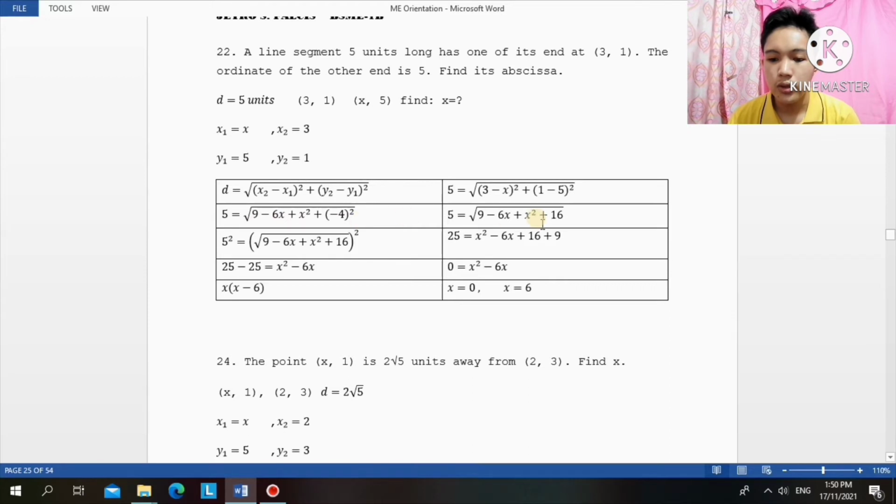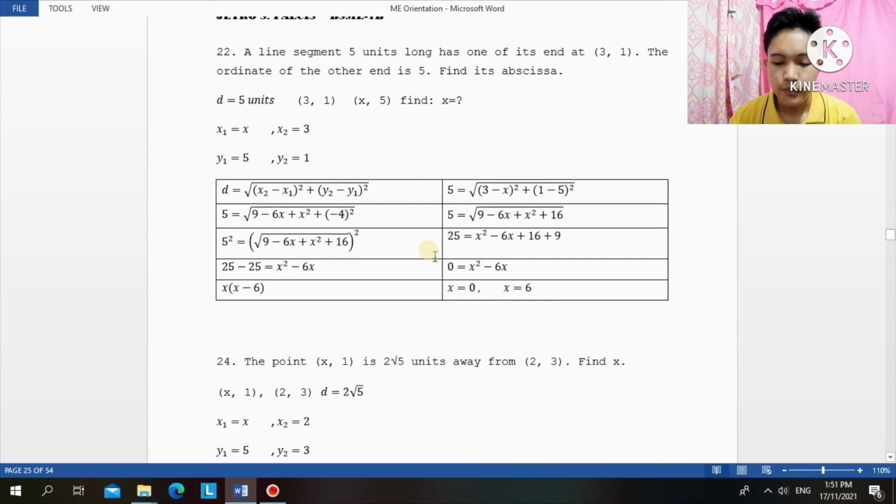So, negative 4 raised to 2 will become positive 16. So, to get rid of the radical sign, we need to raise both sides to 2, or square both sides. So, 5 raised to 2 will become 25. Then, cancel out the radical sign. It will become x squared minus 6x plus 16 plus 9. So, our equation will be 25 is equal to x squared minus 6x plus 16 plus 9.